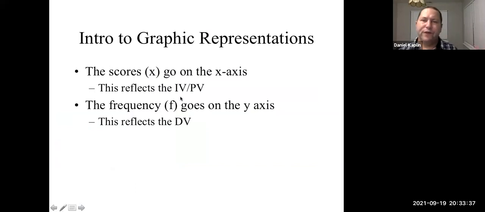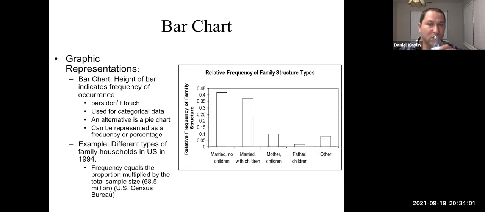All right, so if you're going to graph your scores, another thing I want to talk to you about, because you're going to see this in research, is that the independent variable or the grouping variable or participant variable always goes on the x-axis, and then your frequencies, which is commonly your dependent variable, goes on your y-axis. All right, so here's a graphic representation. So you have your categories on the x-axis and then your frequencies on the y-axis.